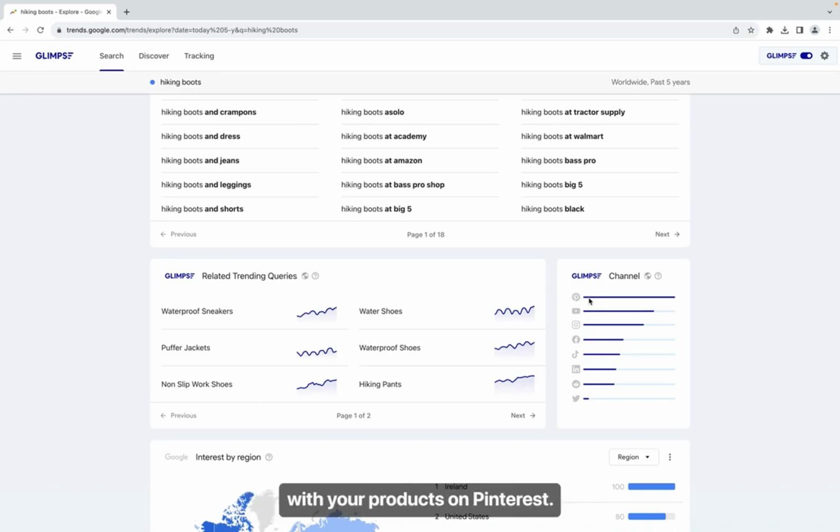your products on Pinterest. And the benefits aren't limited to e-commerce brands. This feature is valuable for marketers, content creators, PR agencies, and anyone else who needs to understand where their target audience is. Now go ahead and look up a topic you're focused on to see which channels it's over-indexing on.